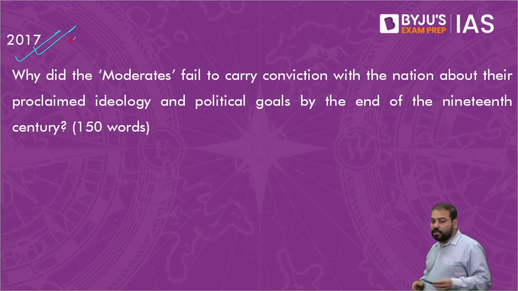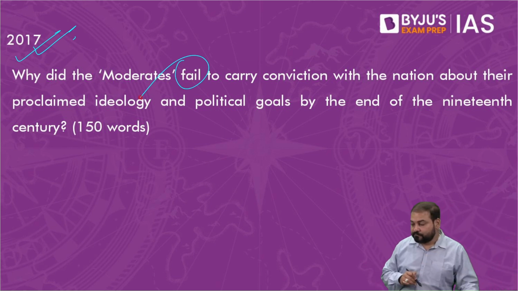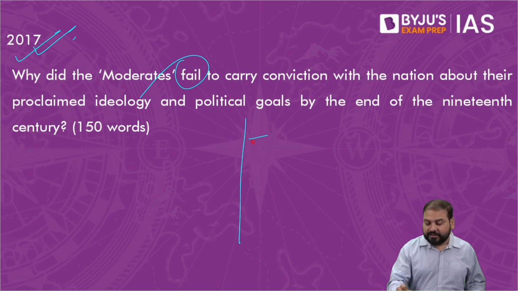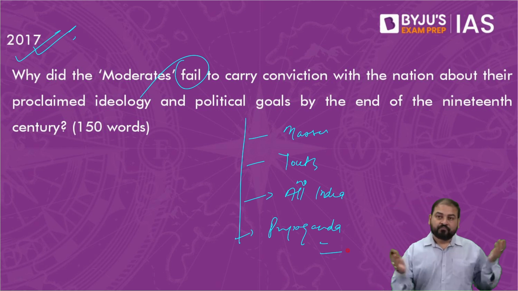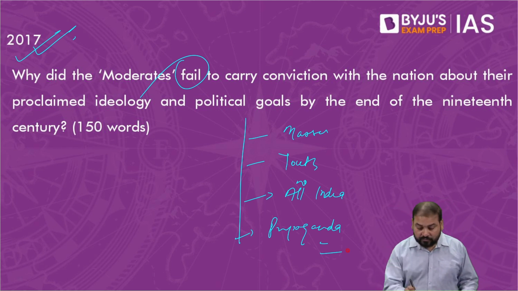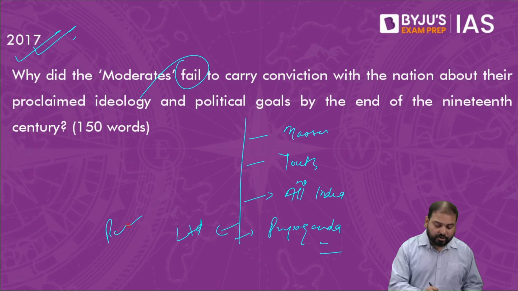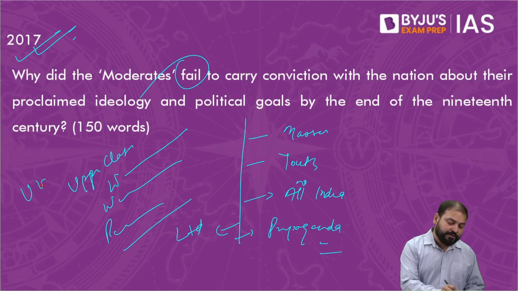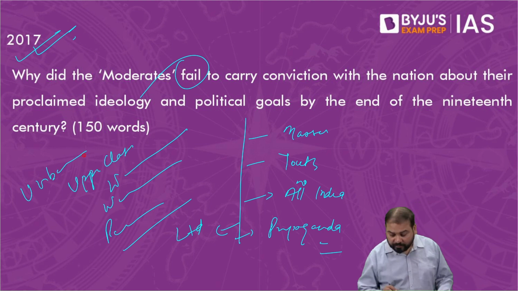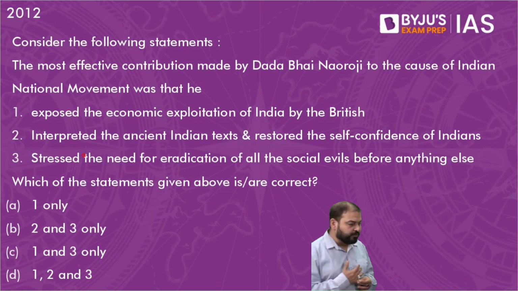Everyone, think, why did they fail? Because we said they did not believe in the masses. Youth were not attracted to them. No all India campaign. Their propaganda also did not reach the masses. These reasons, they are limited. Peasants have not joined them. Workers have not joined them. Women have not joined them. They are only in the upper classes. They are only in the urban centers. Talk about them, everyone, points.